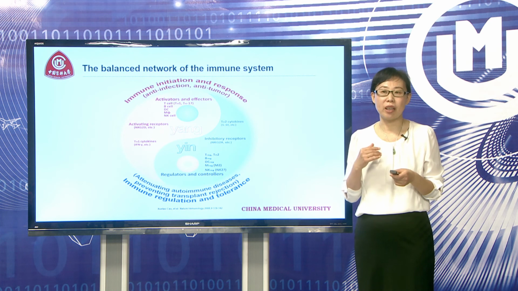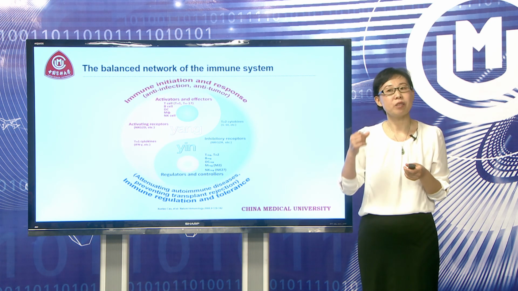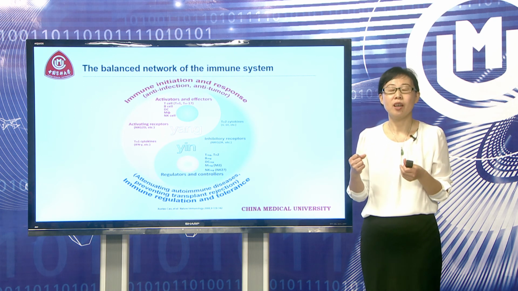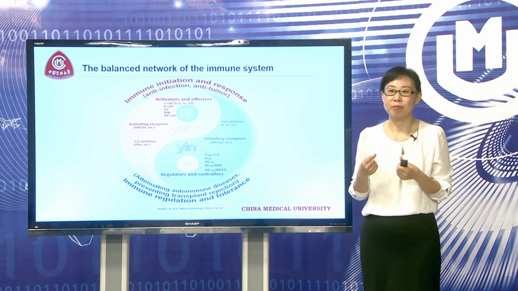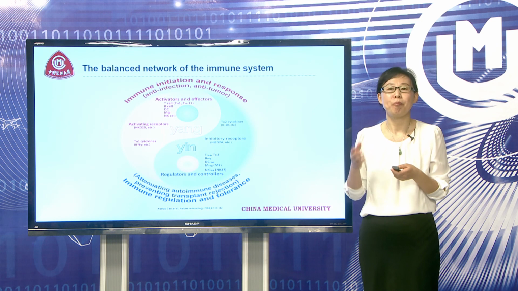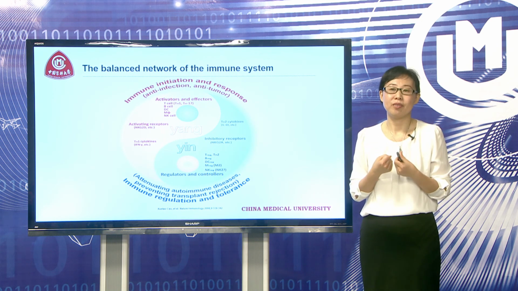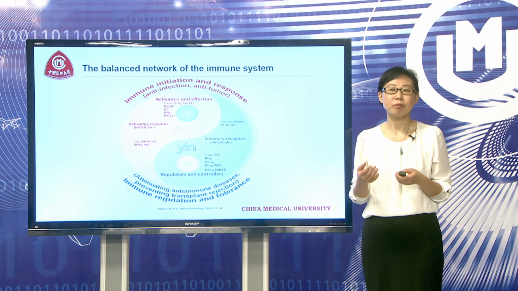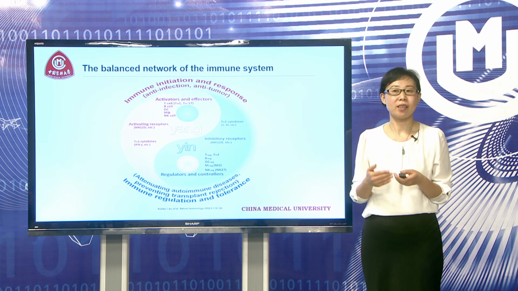So in our body, we have different types of immune response, different kinds of cells and molecules. They must cooperate with each other very well. We have a fine and delicate regulatory mechanism to ensure that they can work very well. So those are the functions of the immune system. It keeps us healthy.